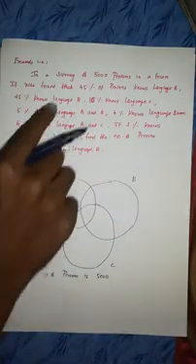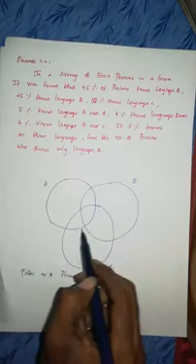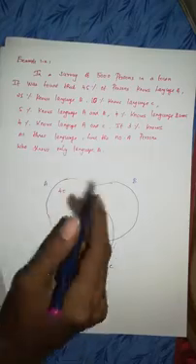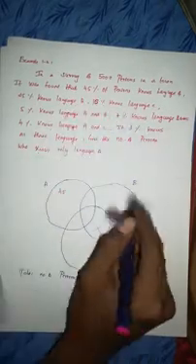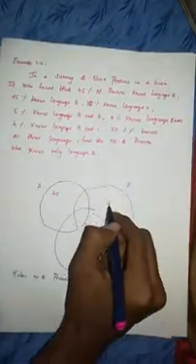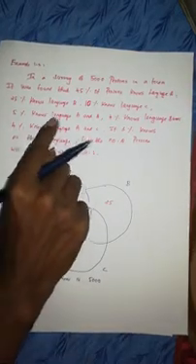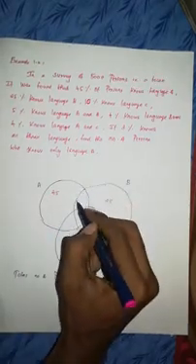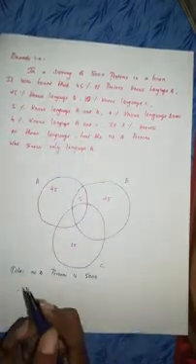It is given that 45% knows language A. So the number of persons who know language A is 45. 25% know language B, so the number of persons who know language B is 25. 10% know language C, so the number of persons who know language C is 10. 5% know languages A and B. So the intersection of A and B is this part. So 5% know languages A and B.